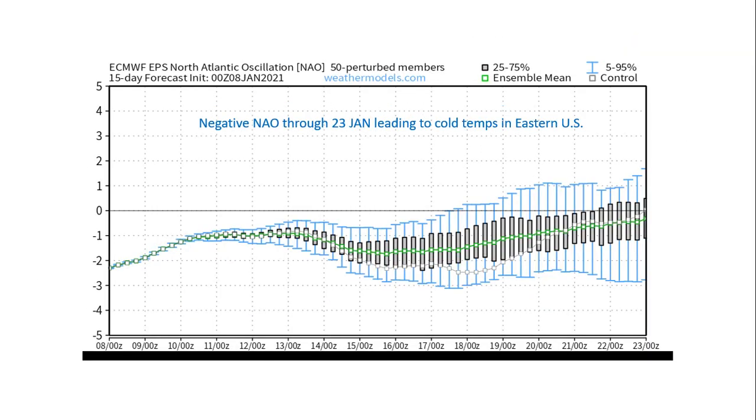As far as the European EPS, NAO 50 perturbed members, this is the forecast out 15 days, out to the 23rd of January. Negative NAO. So again, that would indicate that trough in the eastern United States, the blocking continuing in the North Atlantic, and what do you get? Colder than normal temperatures and a stormier period along the east coast.